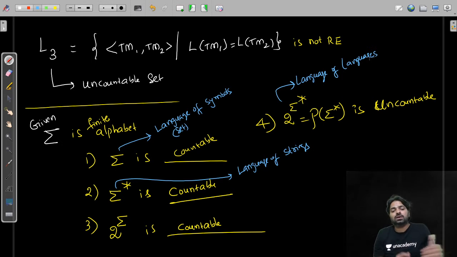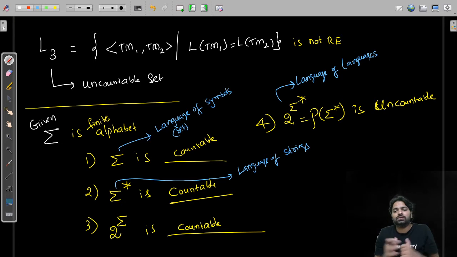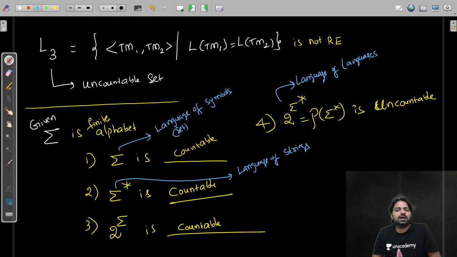Language of symbols is countable. Language of all strings is countable. Remember, language of all languages is uncountable. Okay.